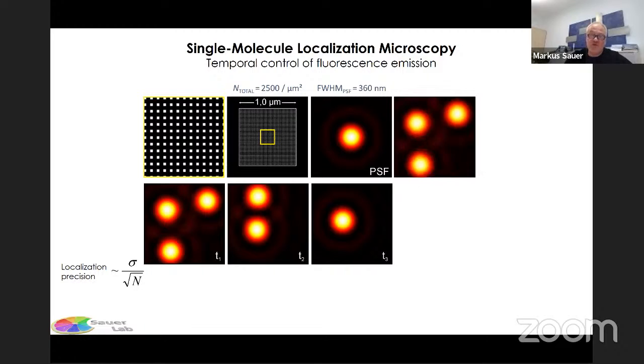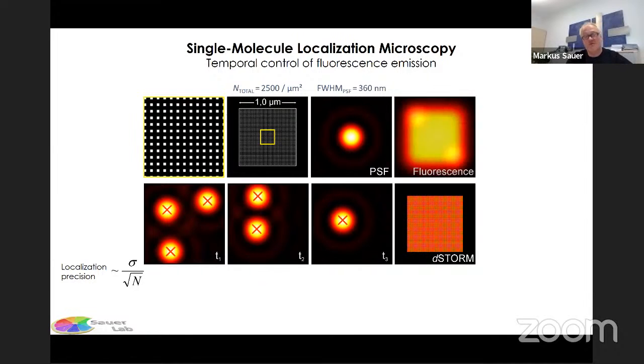The only thing you have to ensure while you're recording such a video, as shown on the right-hand side, is that the distance between these point spread functions detected on your CCD camera from a single fluorophore is larger than the diffraction barrier. Because this then enables you to localize, so to determine the center of mass of these point spread functions by fitting or approximating it to a Gaussian function. And this allows you finally to reconstruct a super-resolved localization microscopy image.